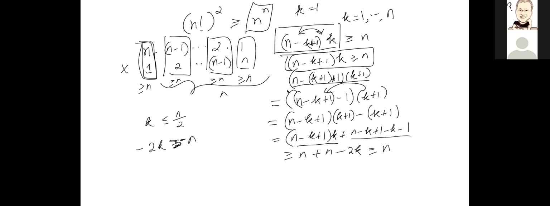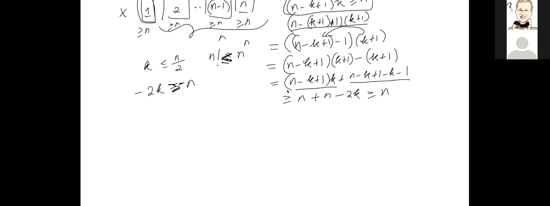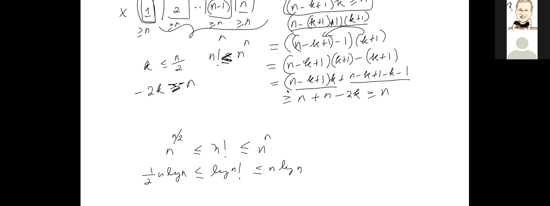And obviously, n factorial is less than, well, strictly less than, well, when n is equal to 1, that's equal, n to the nth power. So we get n factorial less than or equal to n to the nth power, and greater than or equal to n to the n over 2 power. So you take the log, so it's between n log n and n log n over 2. So it's in the order of big theta of n log n.